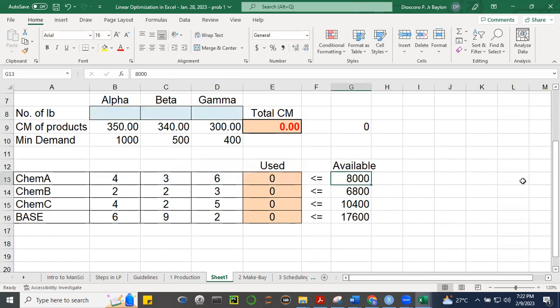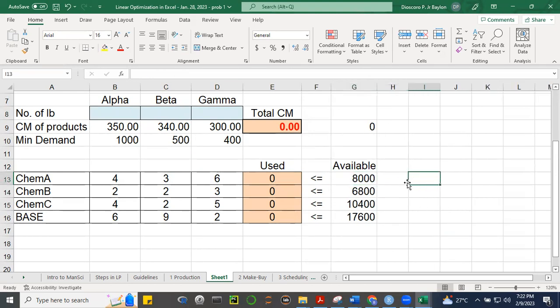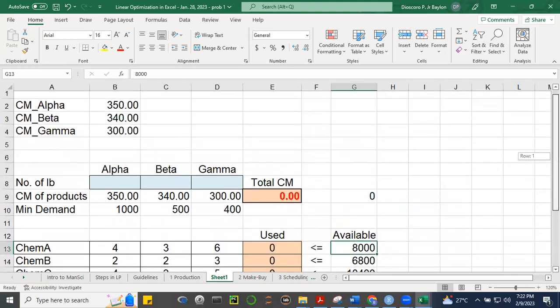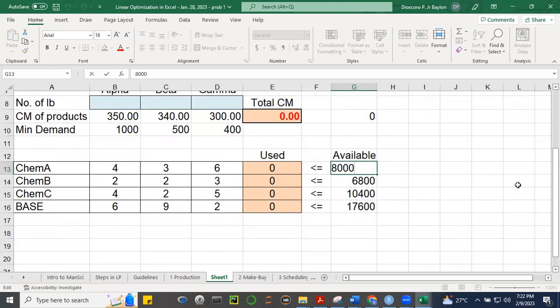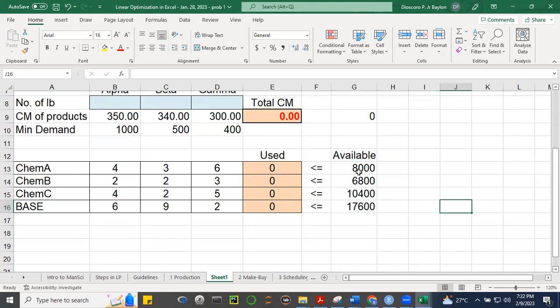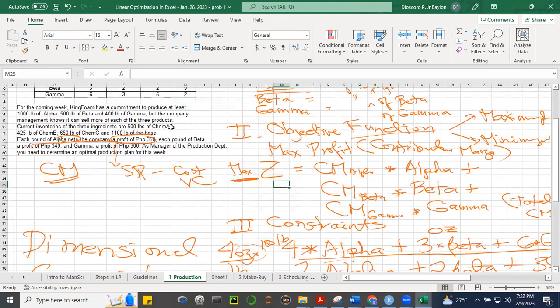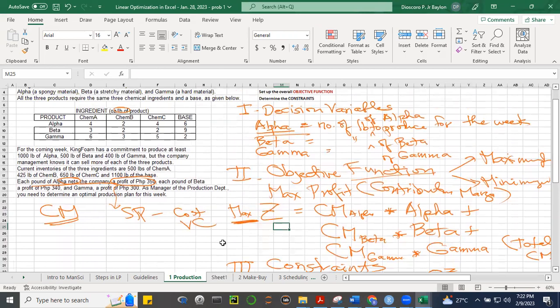Okay, and then the available, we were given that the available was in pounds, but since these are in ounces, we already converted it into ounces, right? Let me go back to the problem. What we were given is the availability of the materials in pounds, but the usage was in ounces. So we said that for dimensional consistency, you have to check the model.